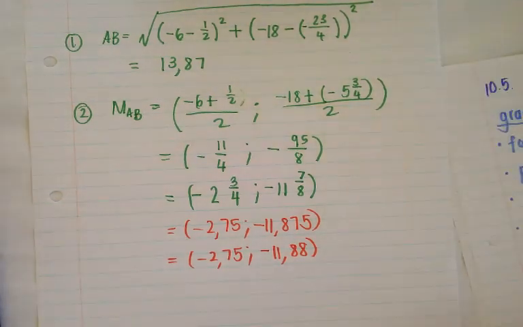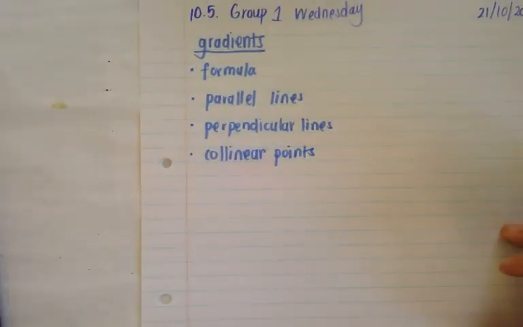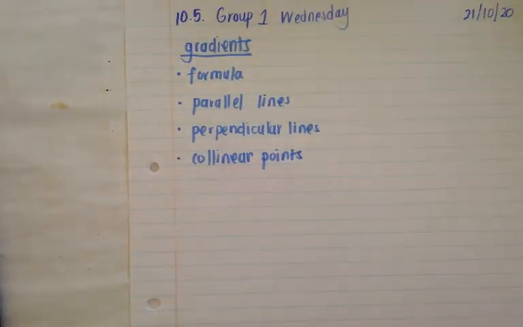Finished? Okay. So we are starting with gradients today. There are going to be 4 main parts to gradients. Obviously the formula for gradient, calculating gradient. How do gradients act if there are lines that are parallel? How do gradients act if there are lines that are perpendicular? And collinear points. These are the 4 main topics under gradients, and we will obviously flesh each of them out.